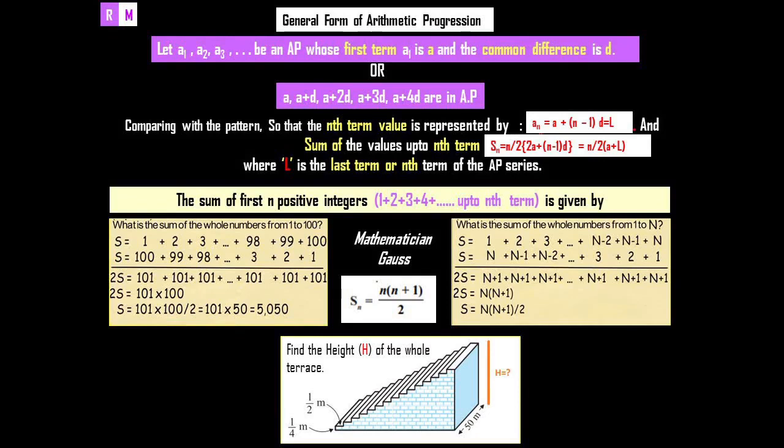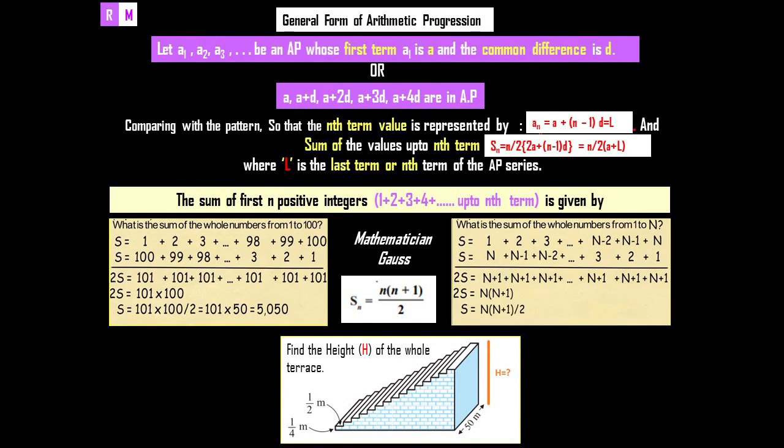In this section, I have mentioned the general form of arithmetic progression. If A1, A2, A3, and so on are in AP, or we can represent it in the form of A, A plus D, A plus 2D, A plus 3D, and so on are in AP, considering both sequences, we can find any term from the sequence, or nth term, and the sum of the sequence, or Sn, by using the given formulas.